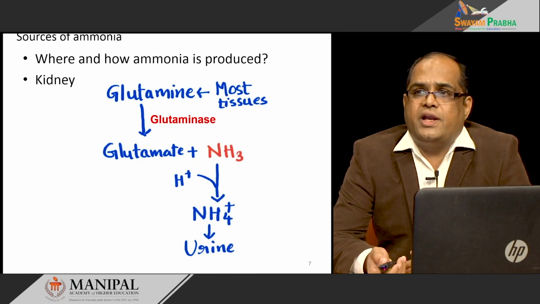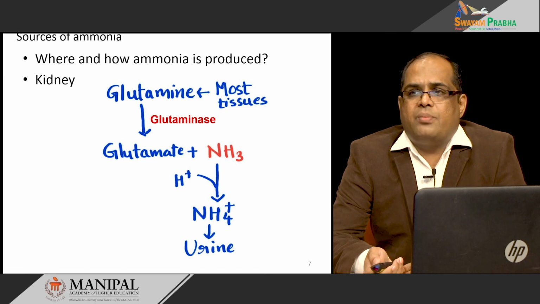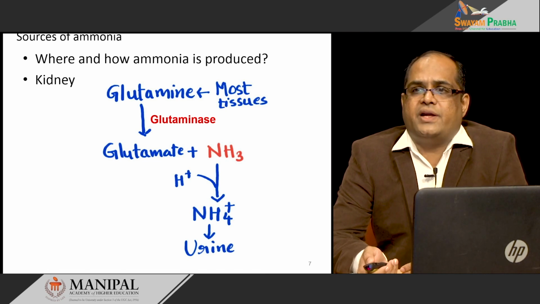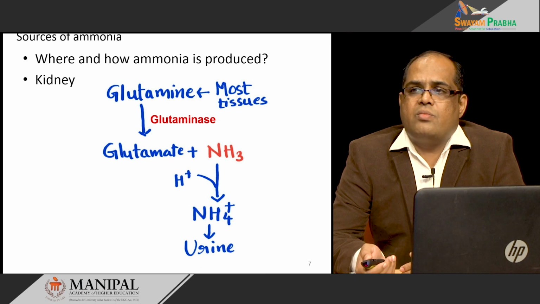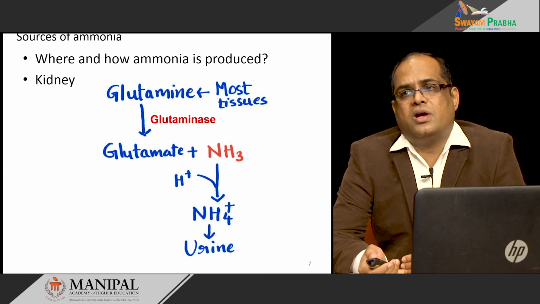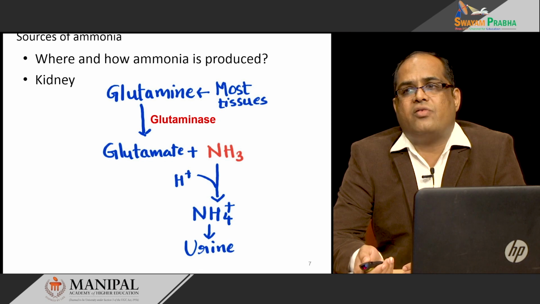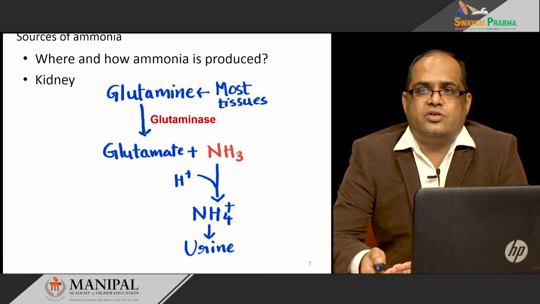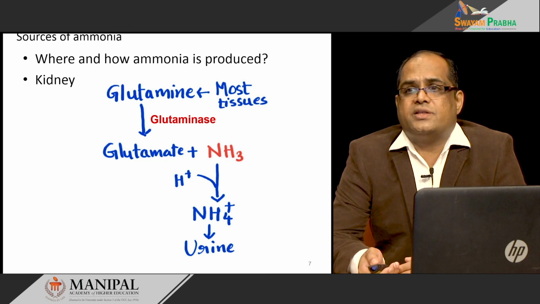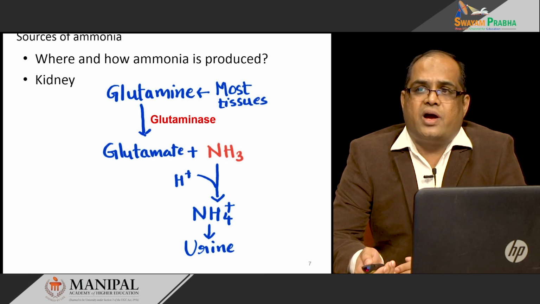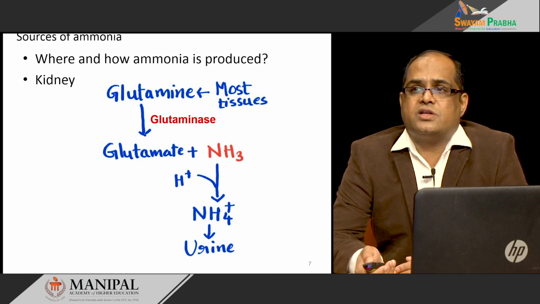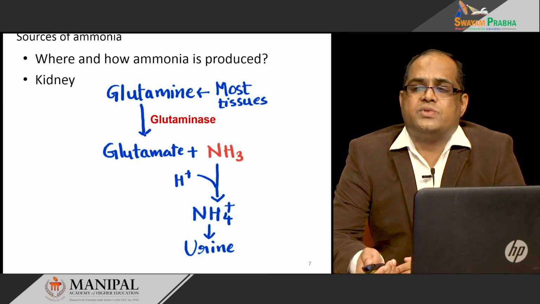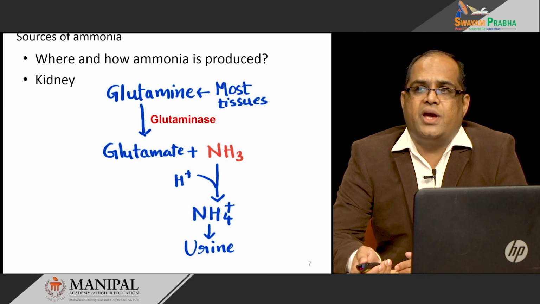So, in the kidney, the glutamine that is present is coming from most of the tissues. As I told you, ammonia is carried in the form of glutamine, because once ammonia is dumped into the blood, it increases the body pH. That is why the transport form is glutamine. Glutamine has an amide group and it does not change the body pH. That is why this is the transport form.